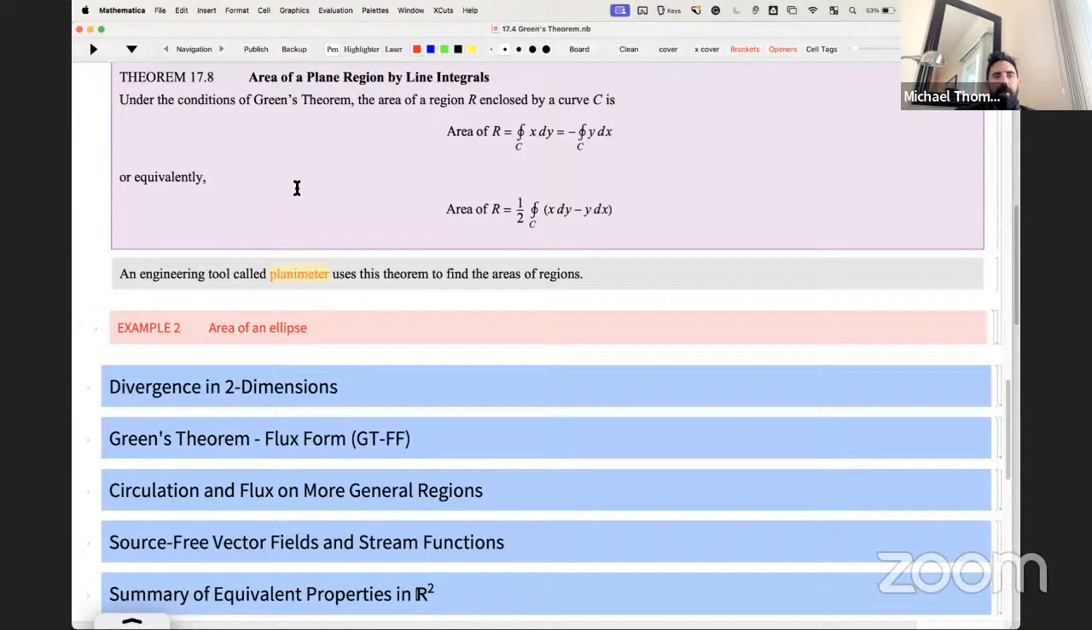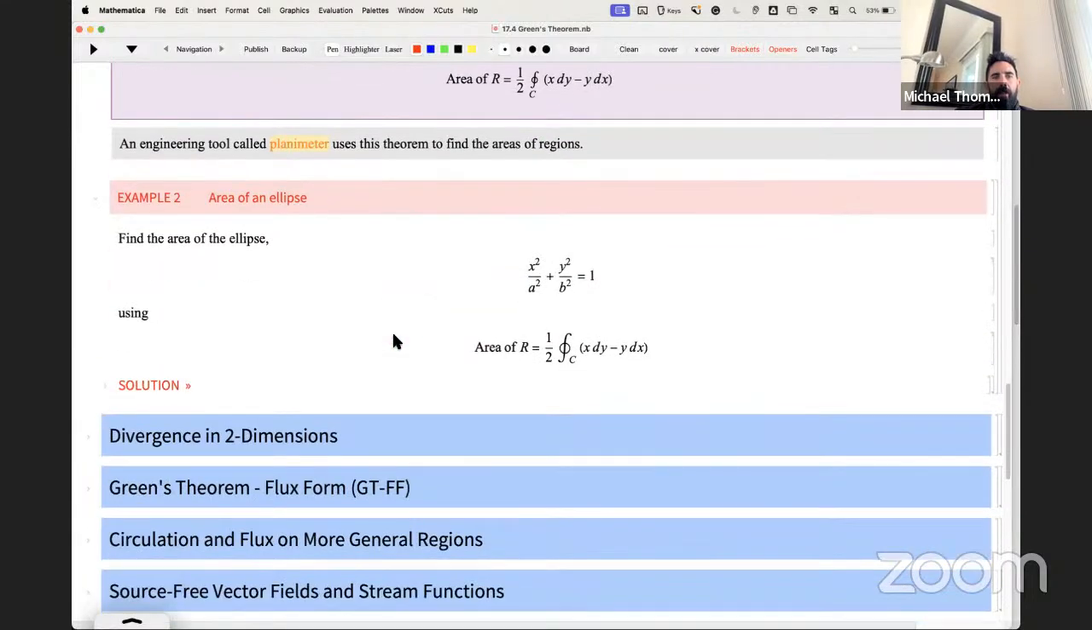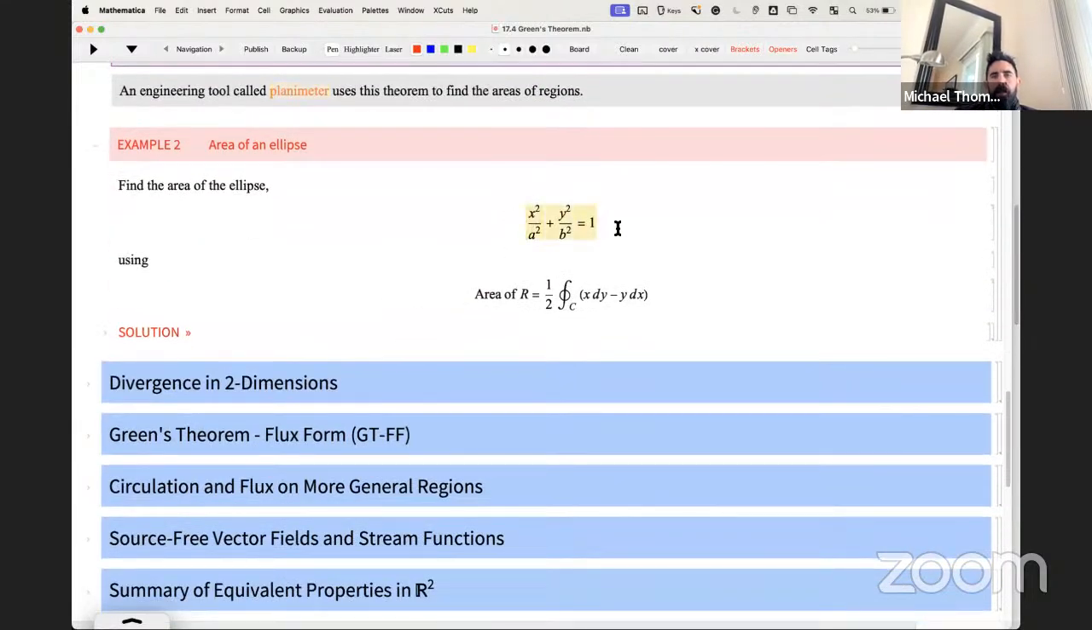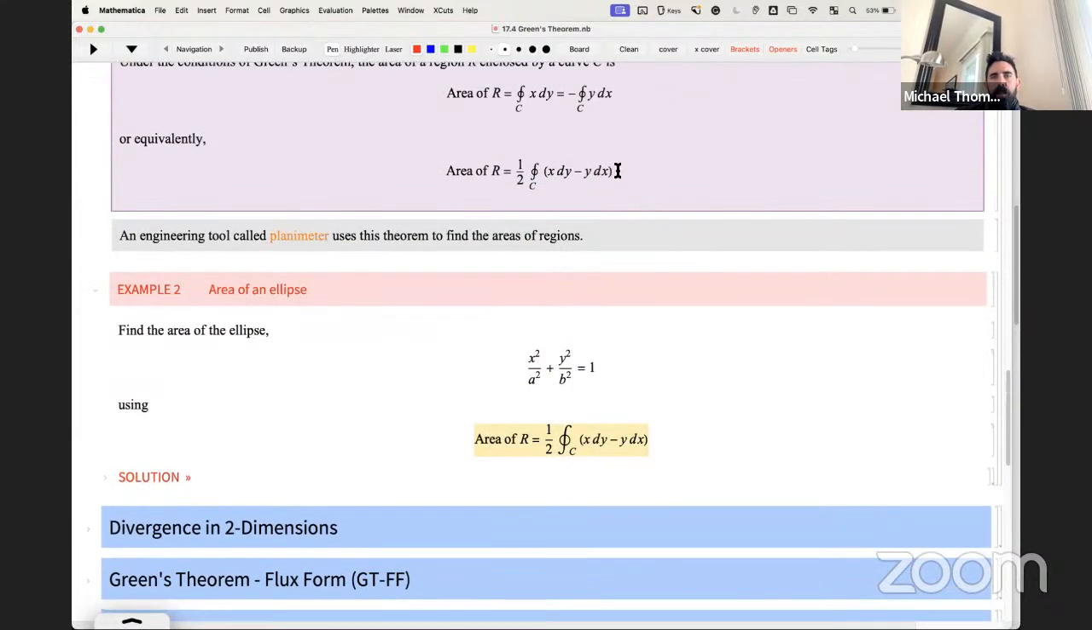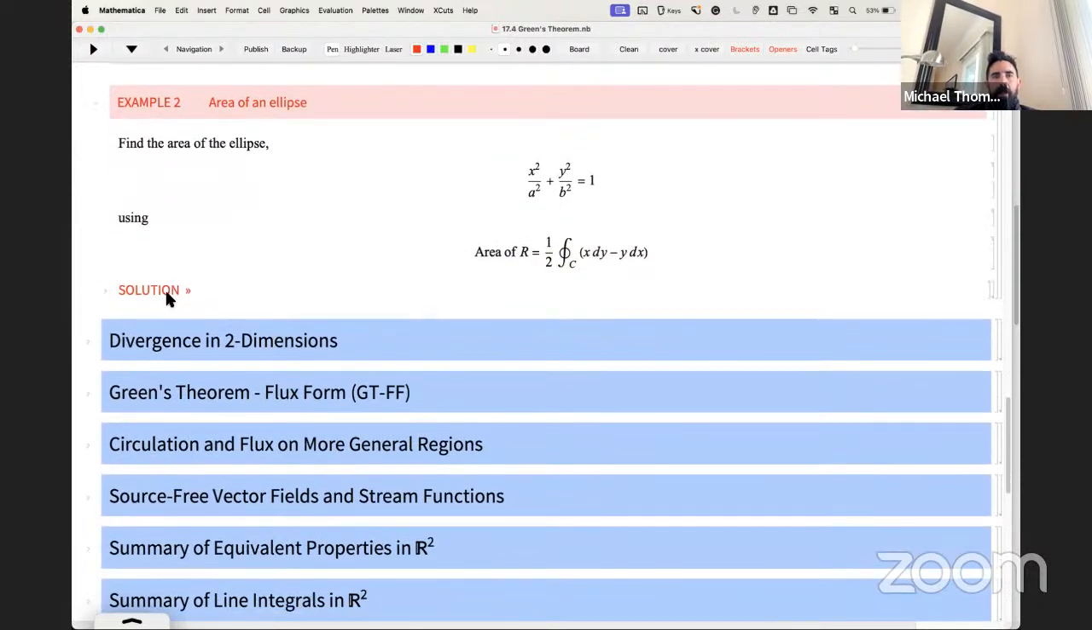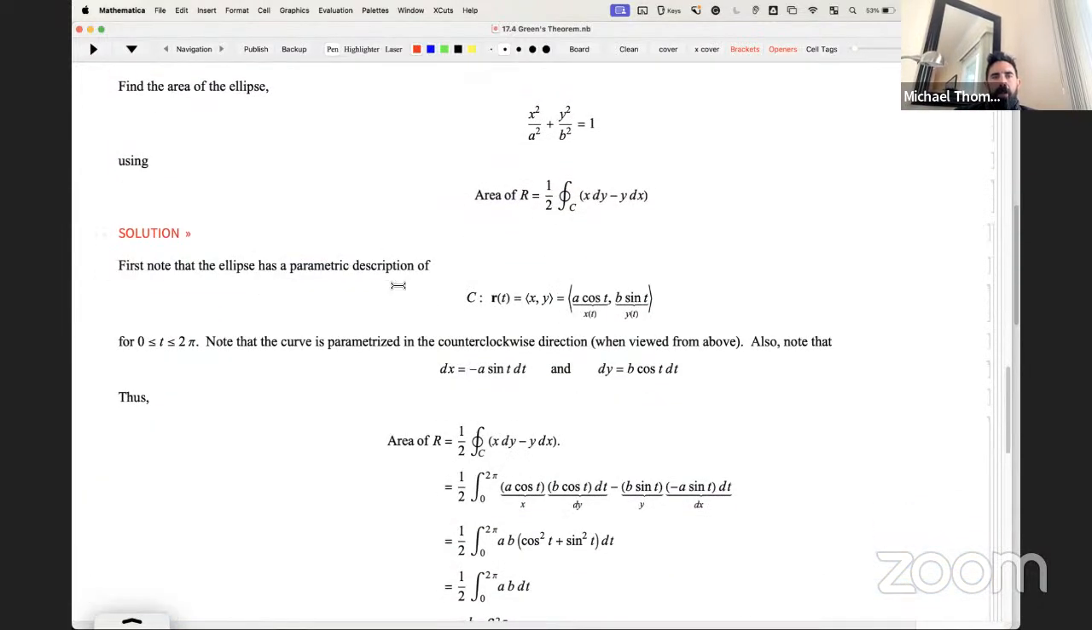All right, so let's use it. Let's use it to find the area of an ellipse. So we've got an ellipse, and let's use the third formula, this one right here. It's just a combination of these two. All right, here we go. First we're going to need to parameterize the curve.